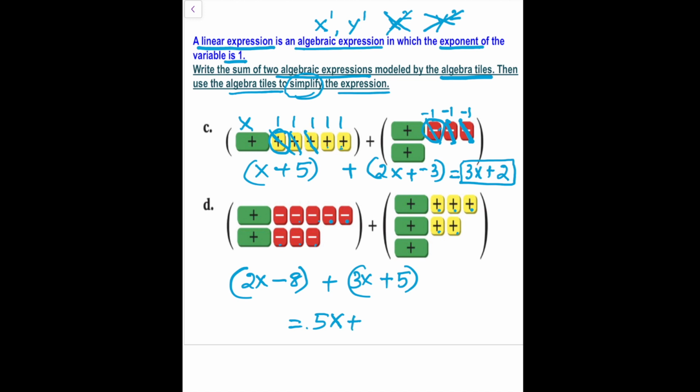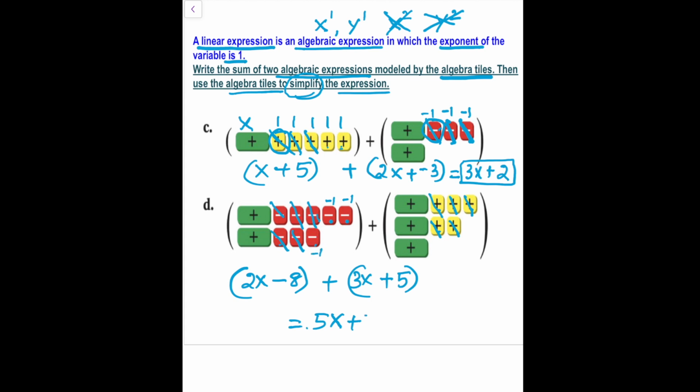there are no zero pairs, so it's 5x plus. How many zero pairs can I make with these positive and negative ones? So negative 1 and positive 1, that's one zero pair. Another negative 1 and positive 1, that's another 0. Negative 1 and positive 1, again that is 0. Negative 1 and positive 1, that's 0. Negative 1 and positive 1, that is 0. So we have 5 zero pairs and we are left with 3 negatives.